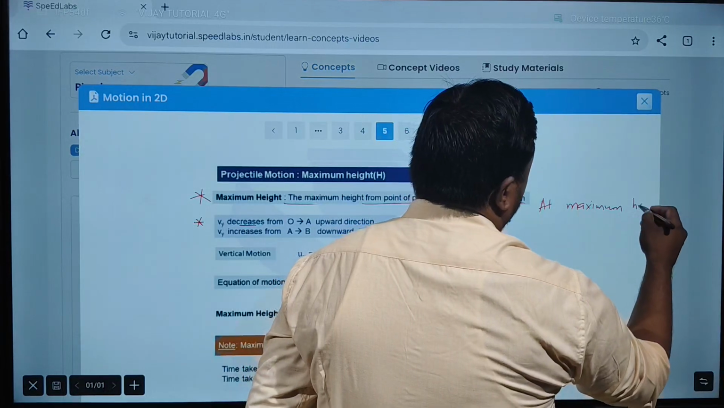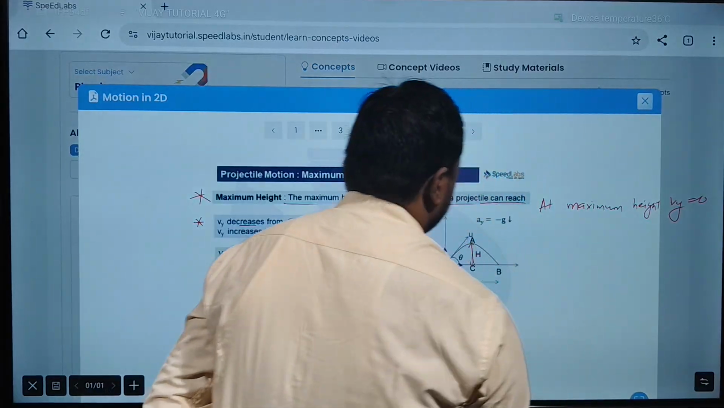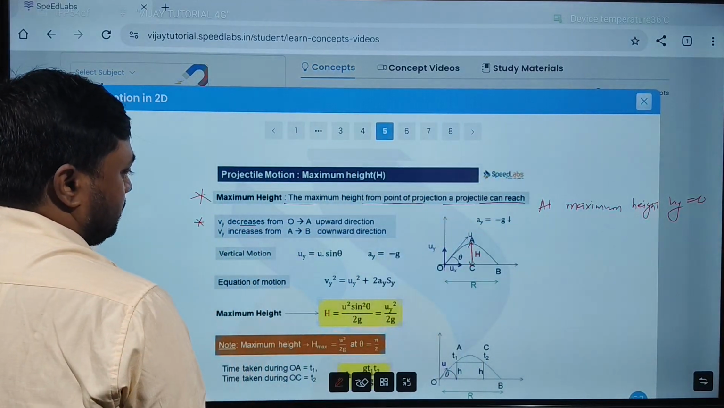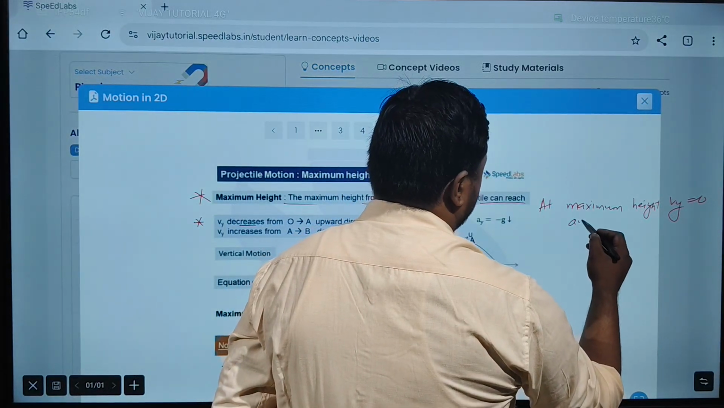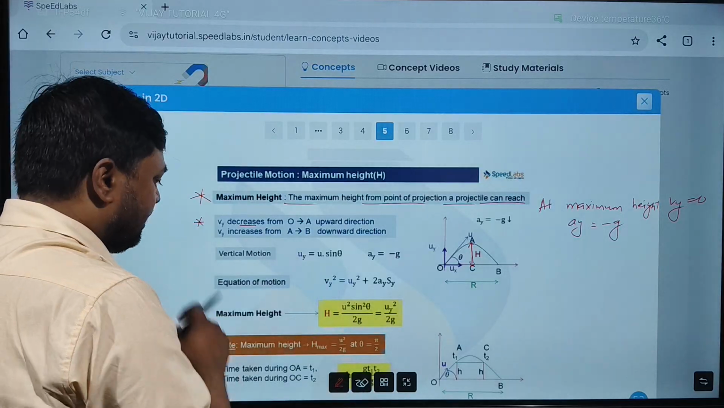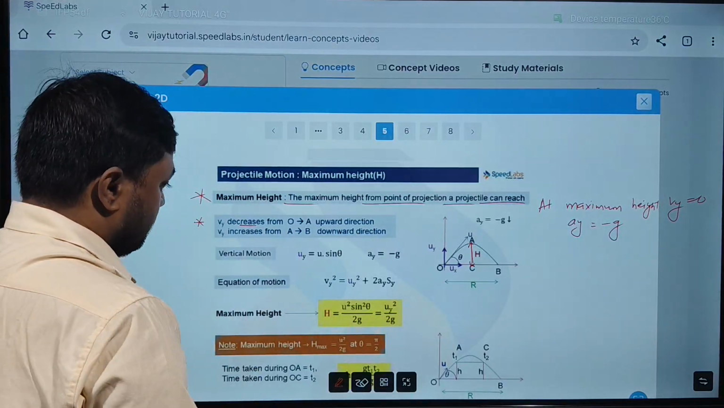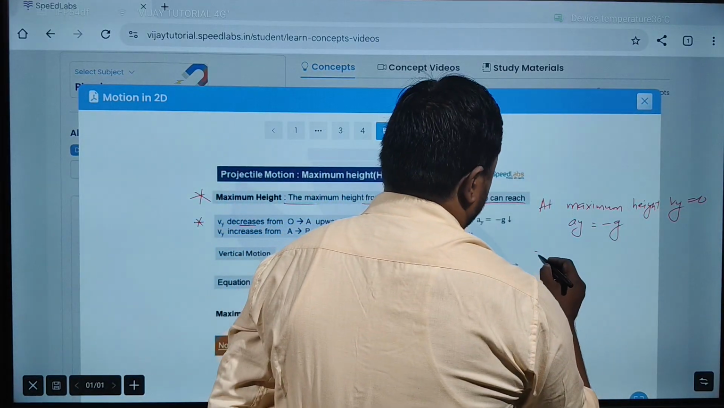At maximum height, as I told you, the vertical component of velocity vy is 0. The final velocity is 0. And whenever it is moving from O to A, the acceleration along the y direction is minus g. Now apply here the third equation of motion.